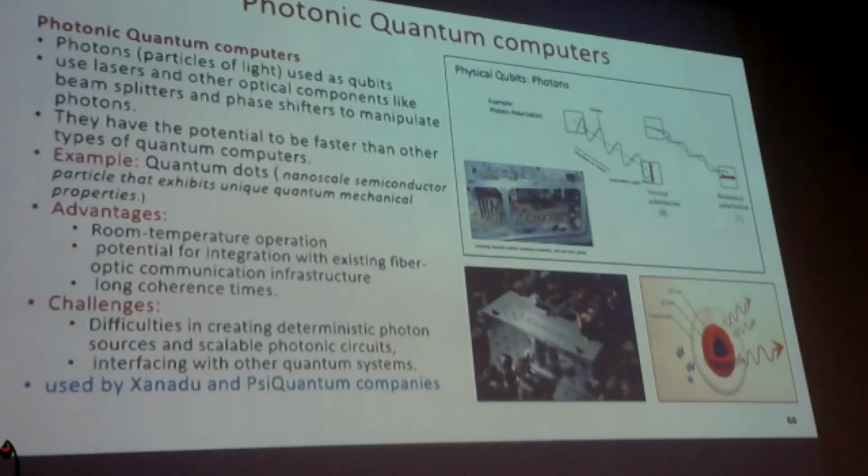Why room temperature? Light only, no photons. Then potential for integration with existing fiber optic communication infrastructure and long coherence times. It has to have coherence for a longer time. That's an advantage. What are the challenges? Difficulty in creating deterministic photon sources and scalable photonic circuits interfacing with other quantum systems. And this is used by Xanadu. You can see that below here, Xanadu and Psi-quantum companies.